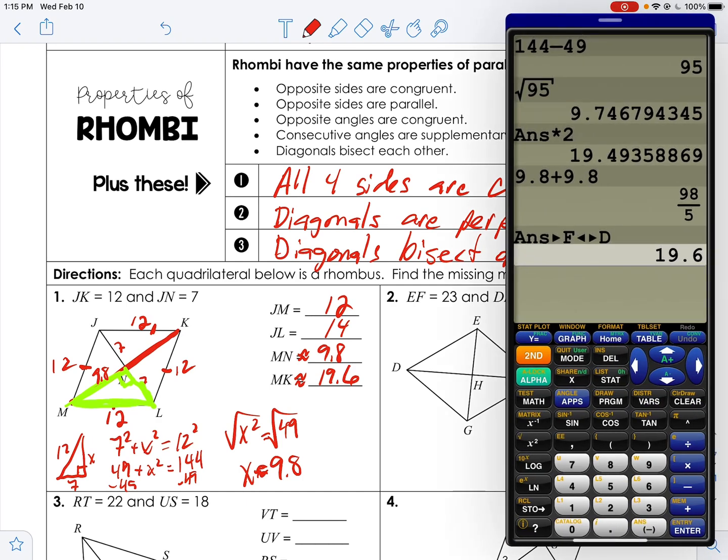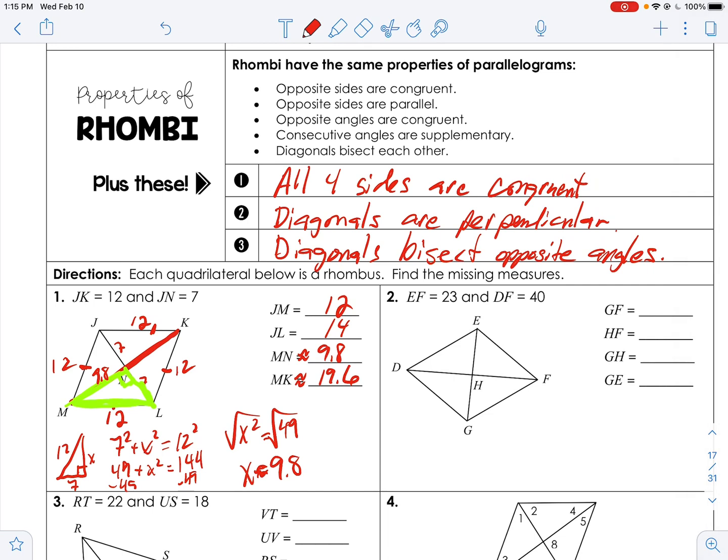Oh, they rounded down to 9.7. Yeah, I guess that's more right. There we go. So let's look at that. So we go 7, 4. There we go. Nerds. 7. Okay. Better rounding.